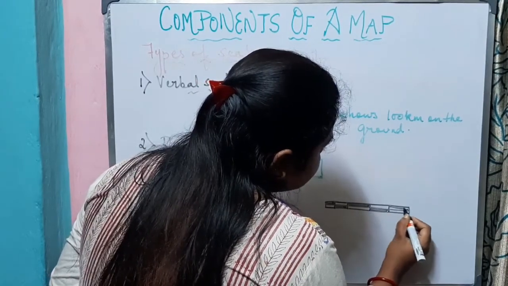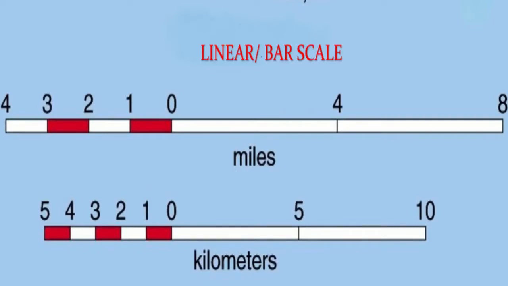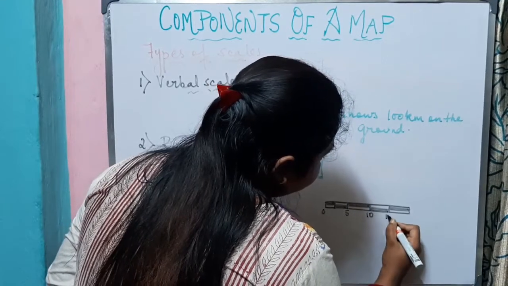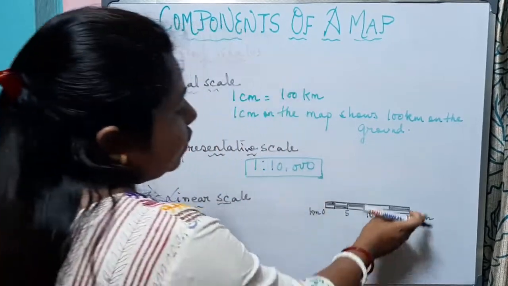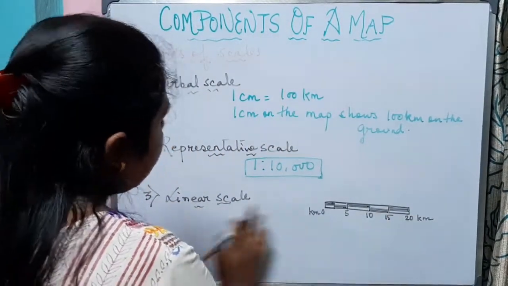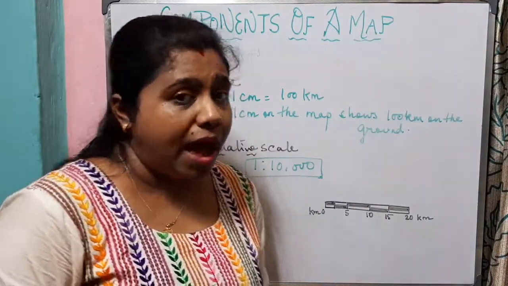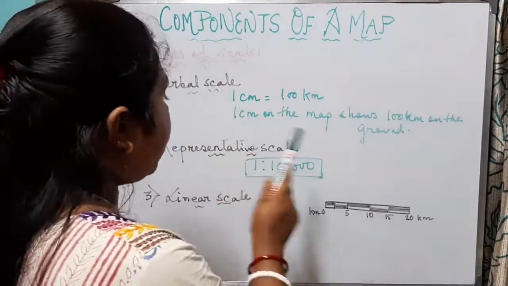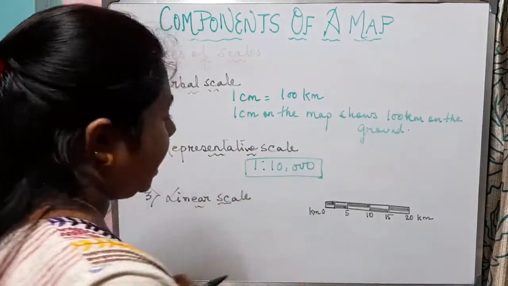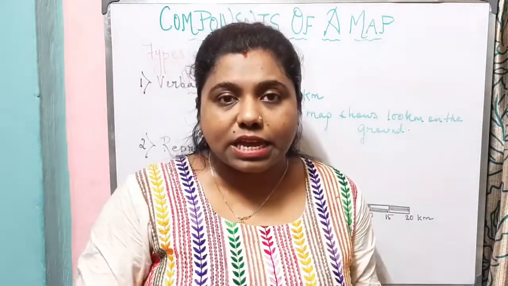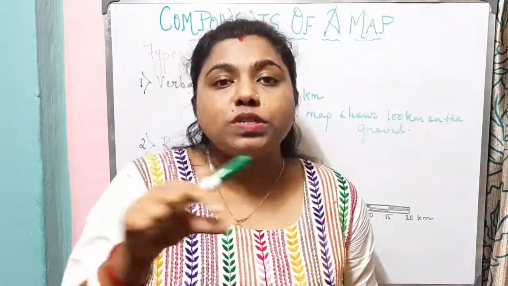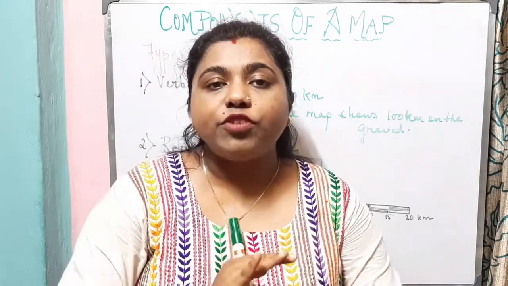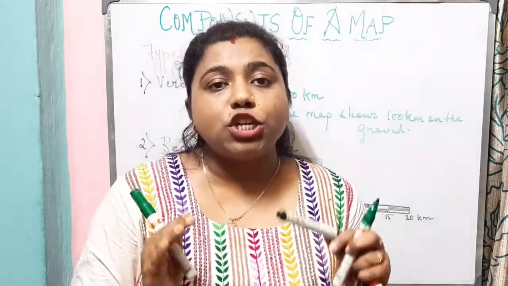We can see this type of scale on the map, which is 0, this is 5, this is 10, 15 and 20. You can see this kind of scale on a map, and this is called a linear scale. So when you look at a map, you will see either a verbal scale or a representative scale or a linear scale. And there are some maps which are drawn without scale, and they mention that the map is drawn without any scale. So they write no scale.